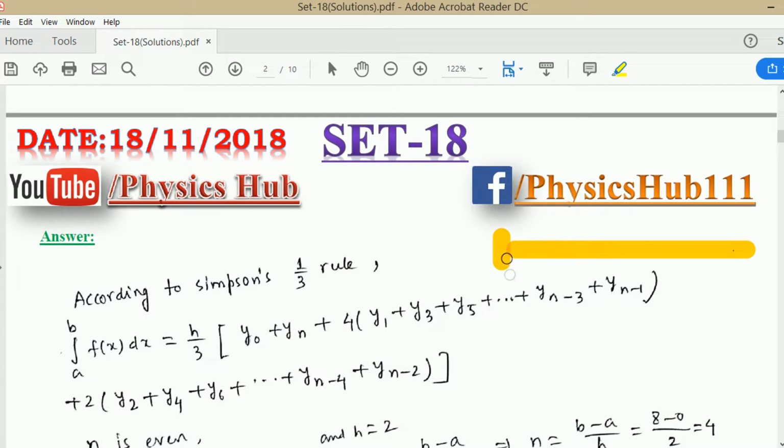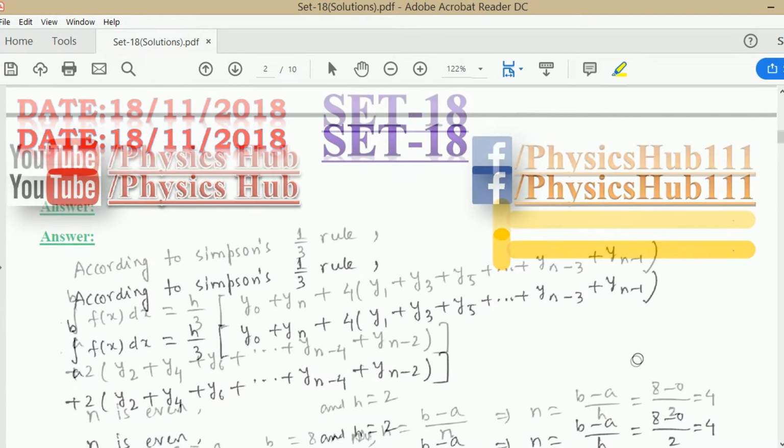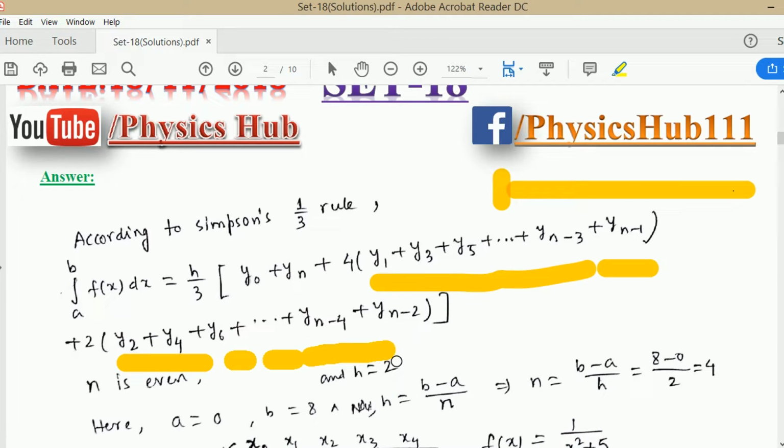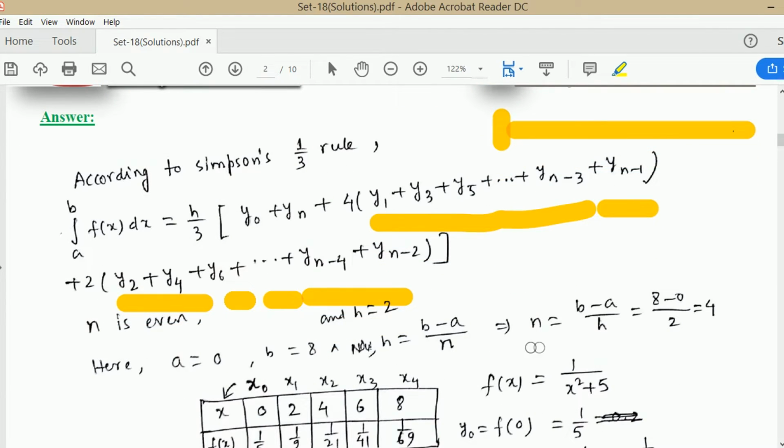Okay, this is the value where the function value is y0, and at the end the value of the function is yn, and it is divided into n intervals, where the number of intervals is even. Then h by 3 into y0 plus yn plus 4 into the sum of odd terms y1, y3, y5, etc., plus 2 into the sum of even terms, as you can see from the formula.